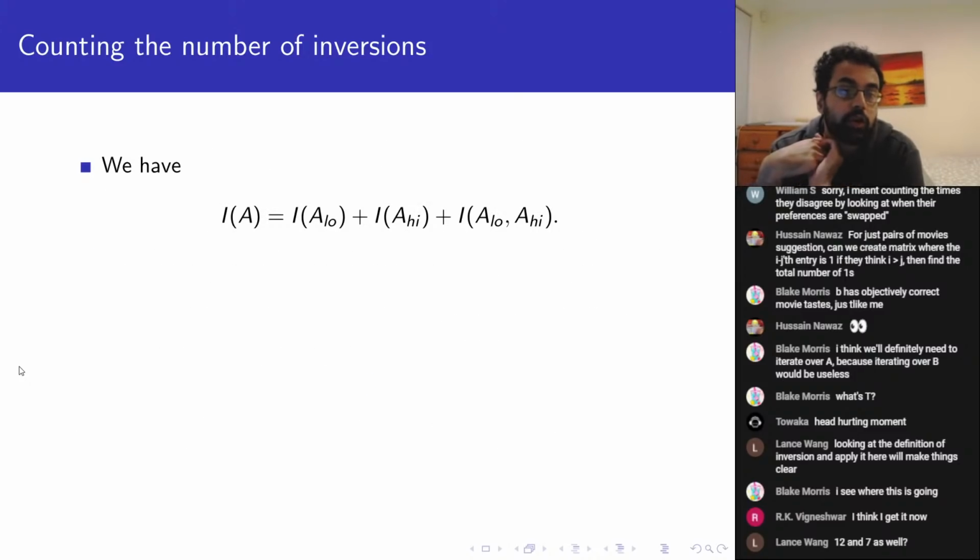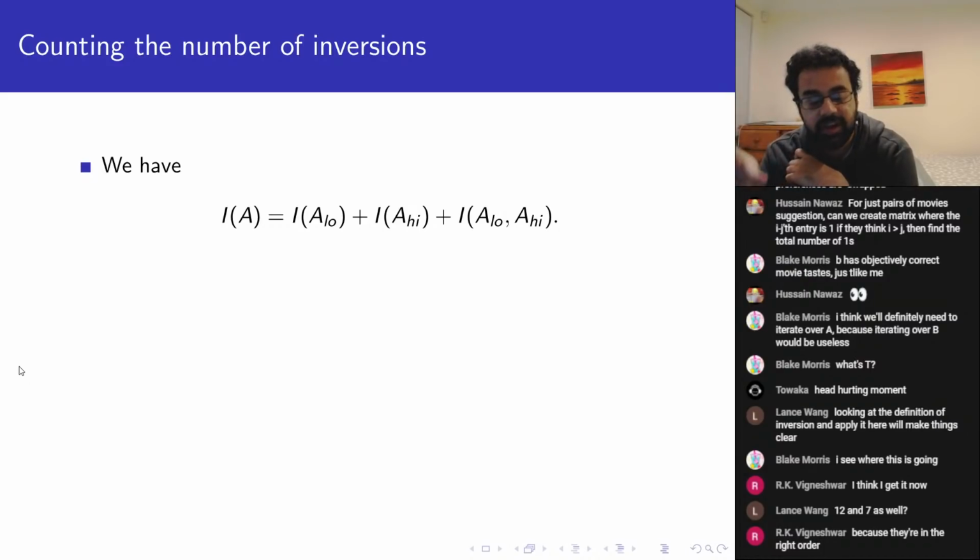So we can say that the total number of inversions, I of A, the total number of inversions in the entire array A, is made up of inversions entirely within the left side, inversions entirely within the right side, and inversions crossing the partition, A low, comma, A high.